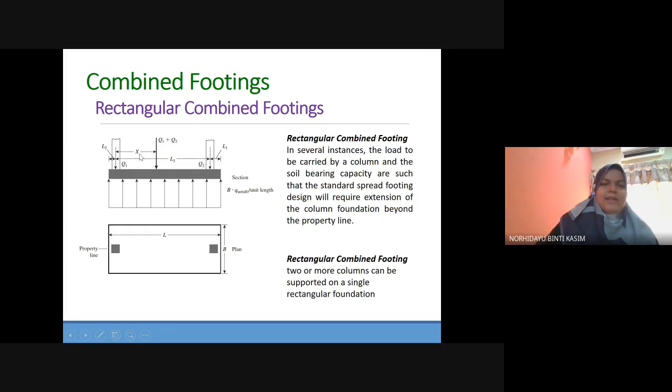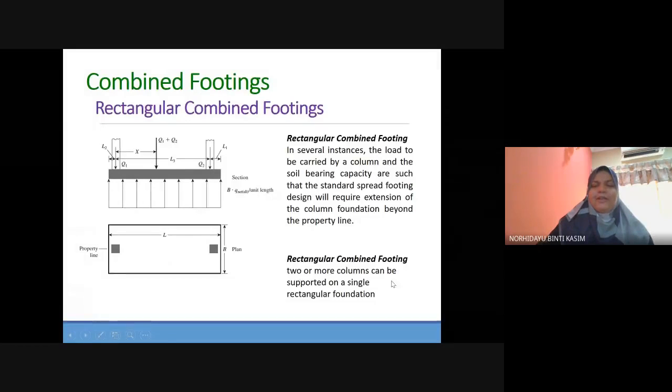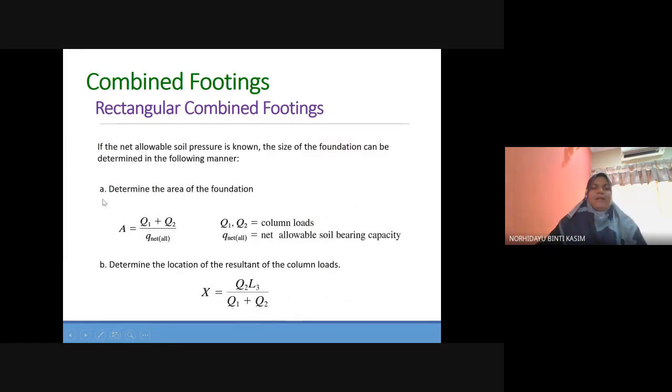And then X is the location of the resultant load. L is the length of your foundation. B is the width of your foundation. So for combined footing, when you have two or more columns, you can support them using rectangular combined footing. Okay, so this is the equation to get the parameters.